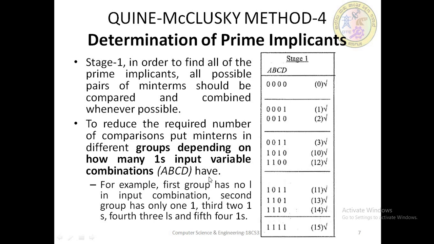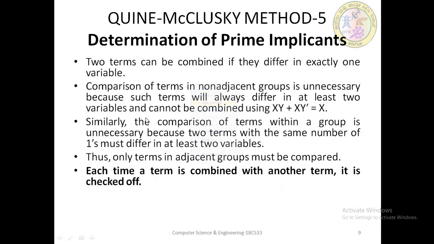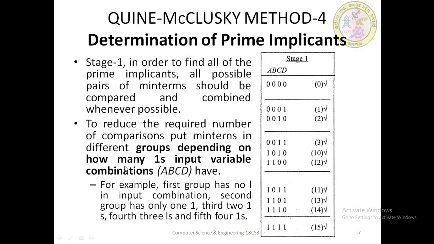For example, the first group has one in the input combination, the second group has only one, the third has two, the fourth has three as the number of ones.